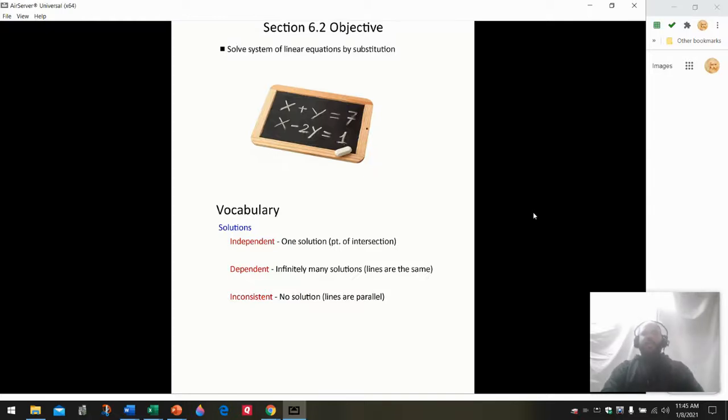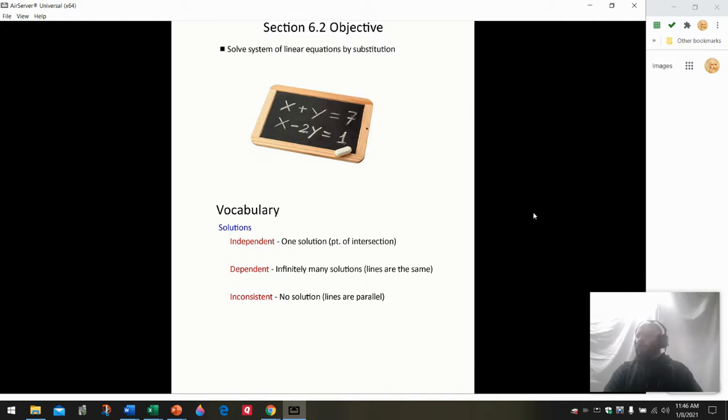Hello, everybody. So today we're going to be starting into Chapter 6, Section 2. And this is a continuation of the last section that we did, where we learned about systems of linear equations and how the information about the slope and the y-intercept can tell us how many solutions that system might have.